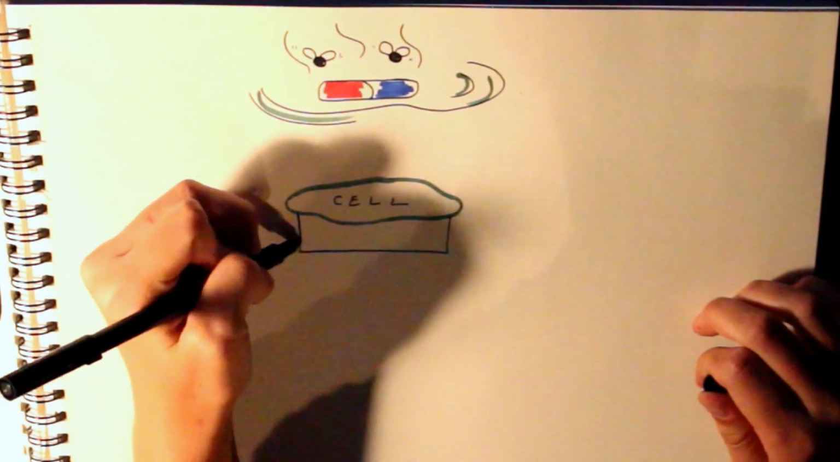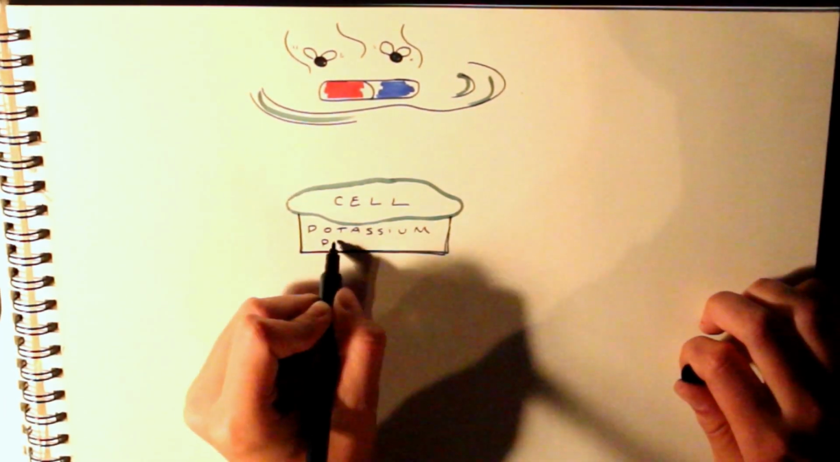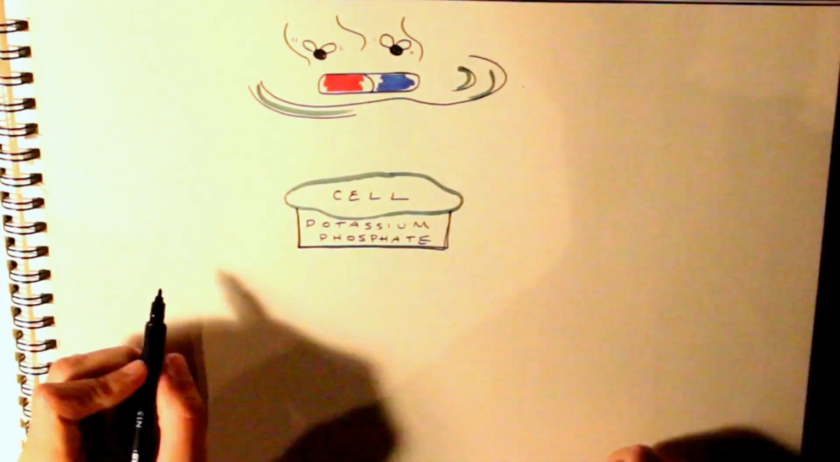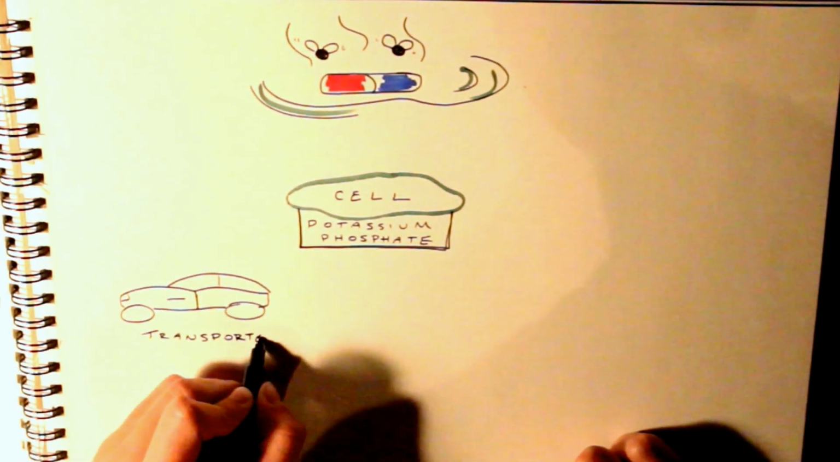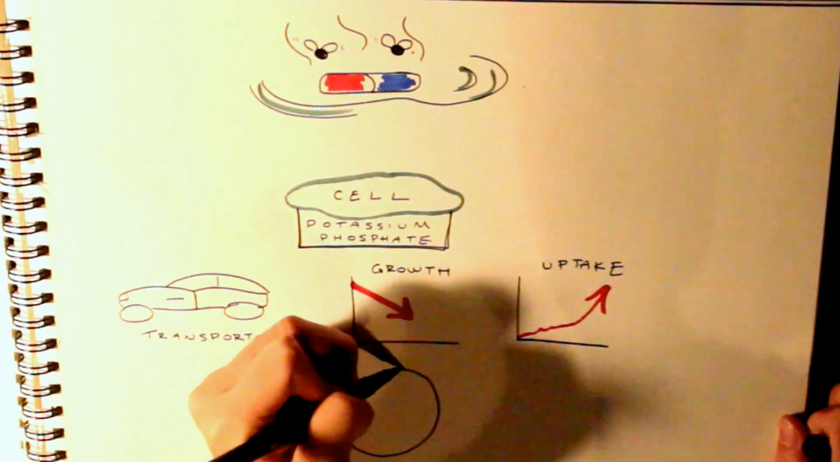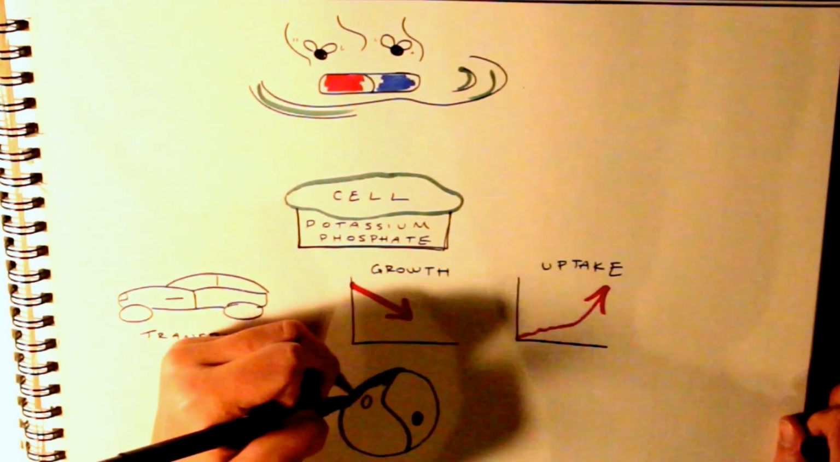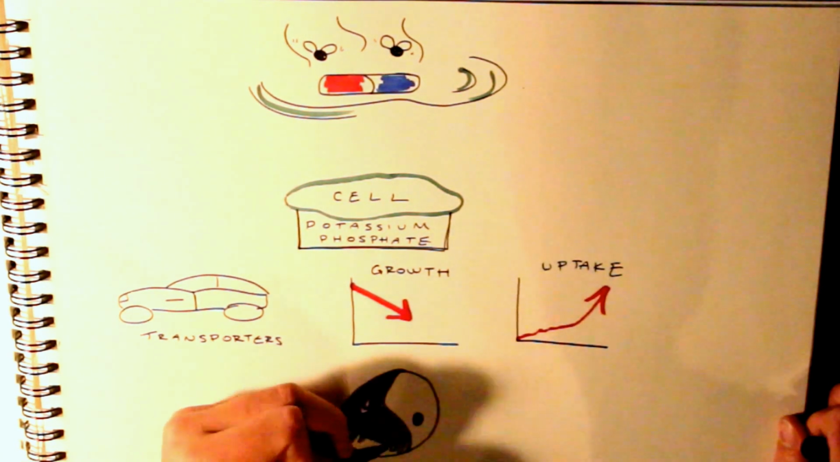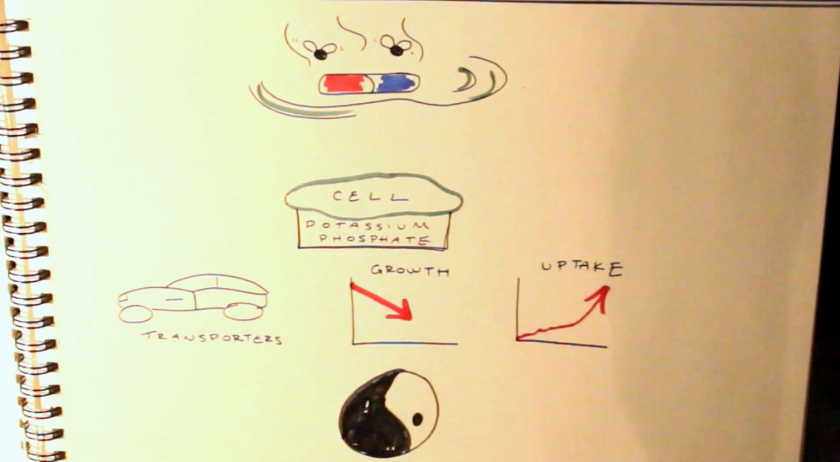Potassium phosphate was introduced and proved to stabilize the UBPs outside the cell. Next, transporters were introduced, which slowed growth but maximized uptake. This allowed concentrations inside and outside the cell to be maintained despite interior decomposition.